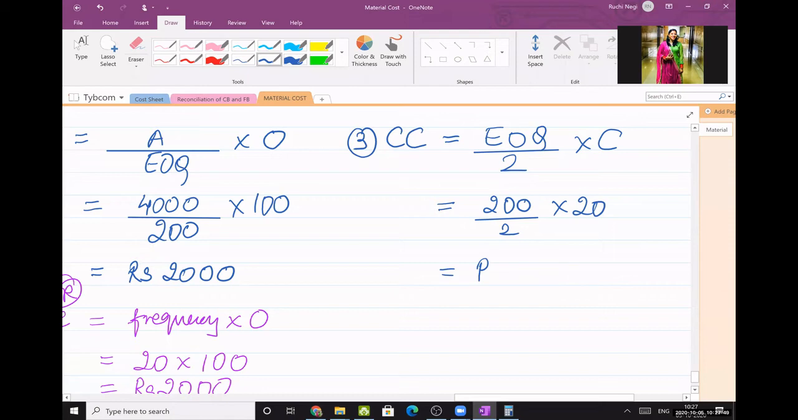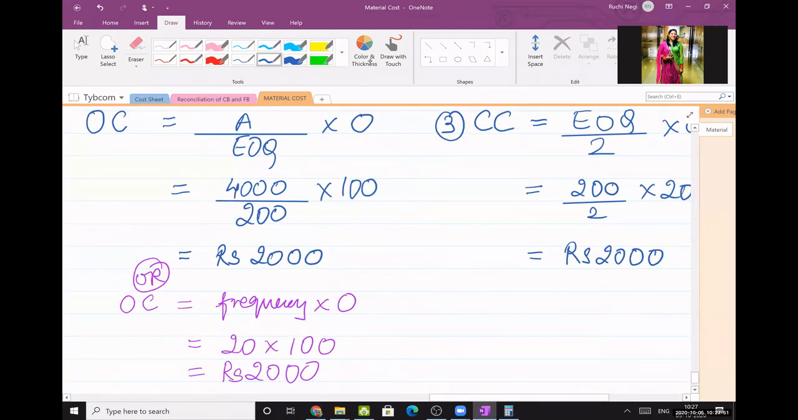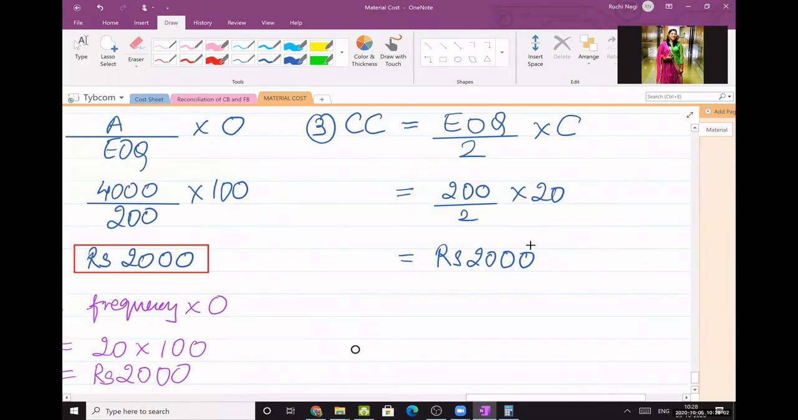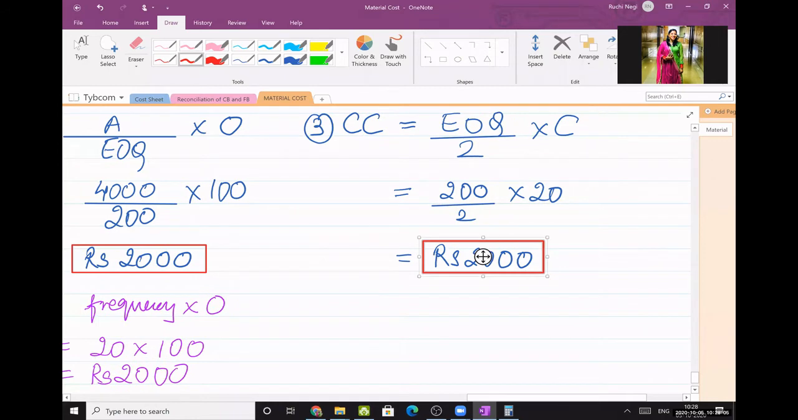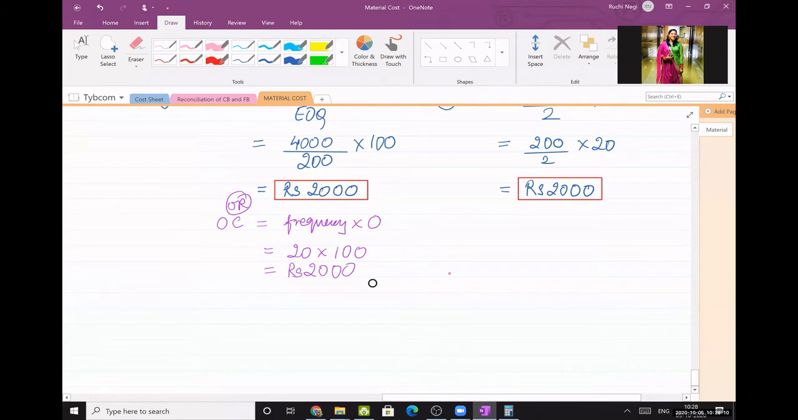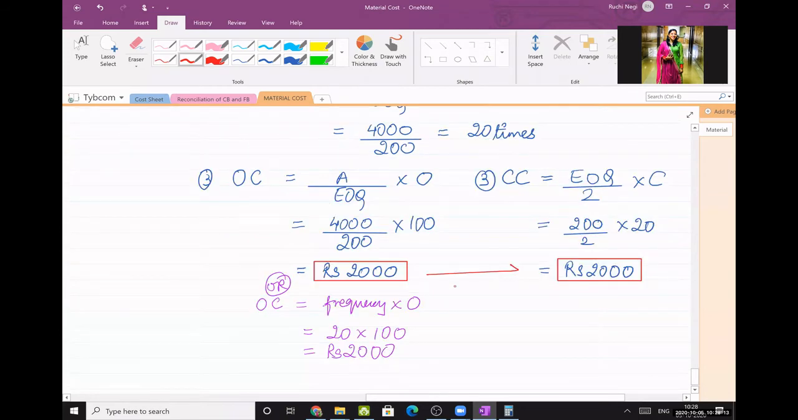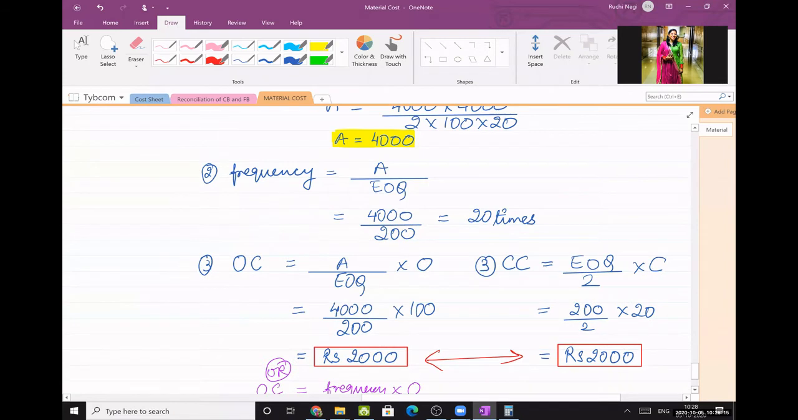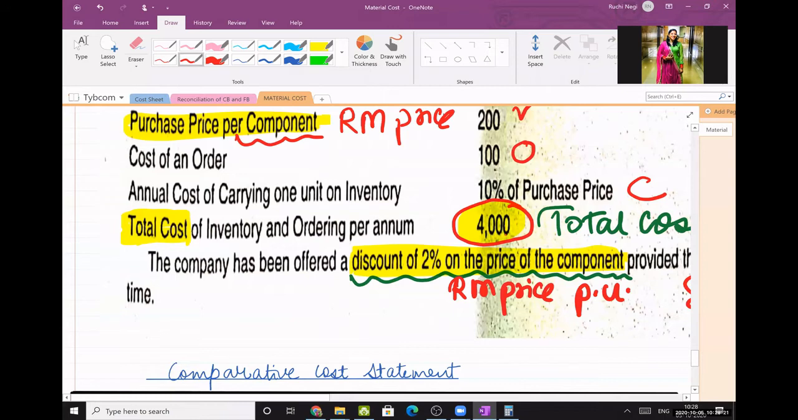Okay. So OC and CC. Obviously, the final answer has to be the same. Correct, no? Yes. It has to be same. Okay. And 2000 plus 2000 is how much? 4000. And that is given in the question. Total cost is how much? 4,000. So the answer is absolutely correct. Okay. Is it clear till here? Just acknowledge it in the chat box.